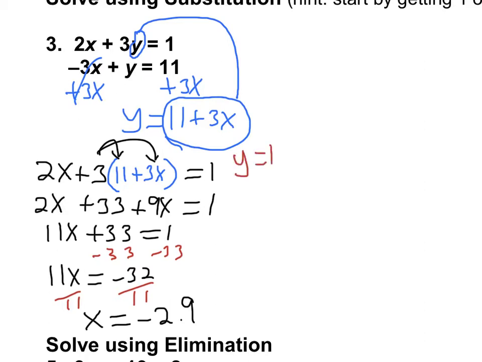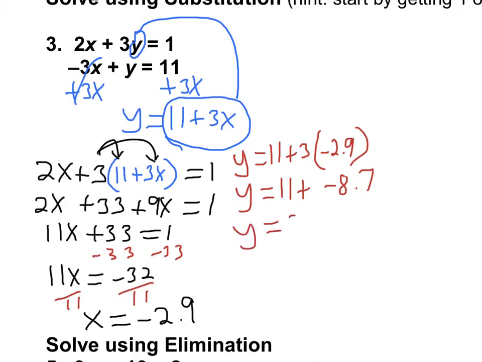Y equals 11 plus 3, but instead of writing x, I'm going to put what x equals, negative 2.9. And now I just need to figure out what that equals. So 3 times negative 2.9, I'll just enter that into my calculator, and you get negative 8.7. And then I have to add negative 8.7 and 11, so I'll just press plus 11. And so y equals positive 2.3. And so that's my answer.